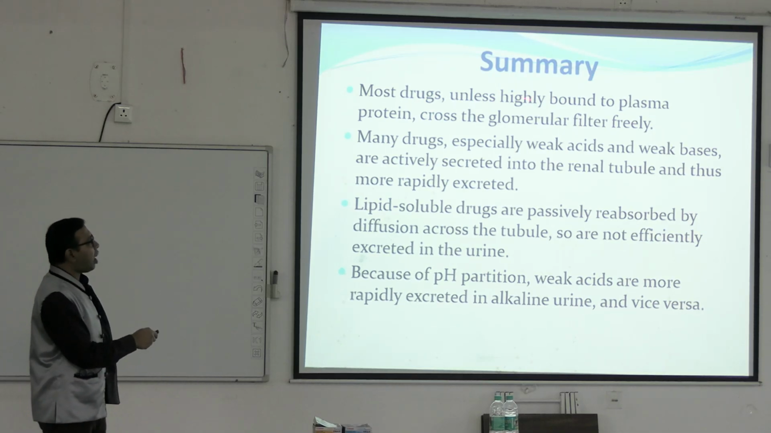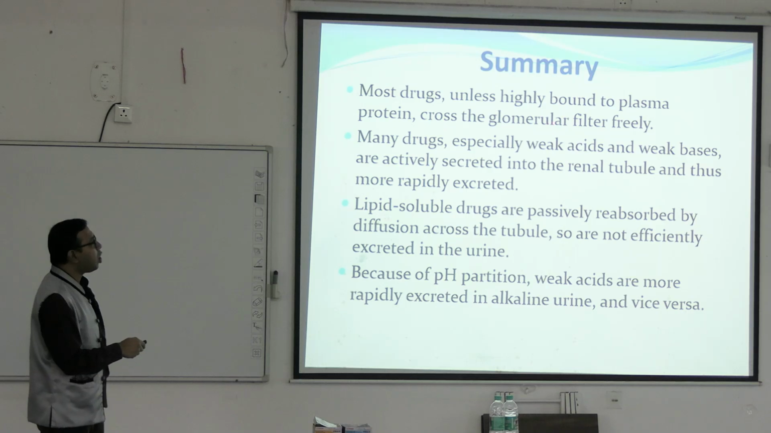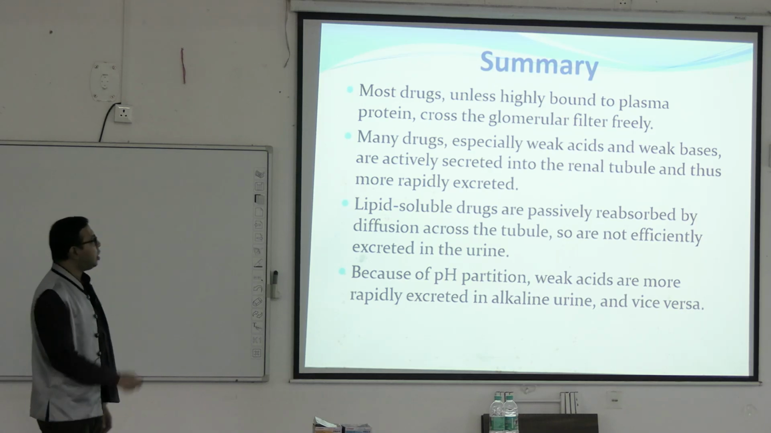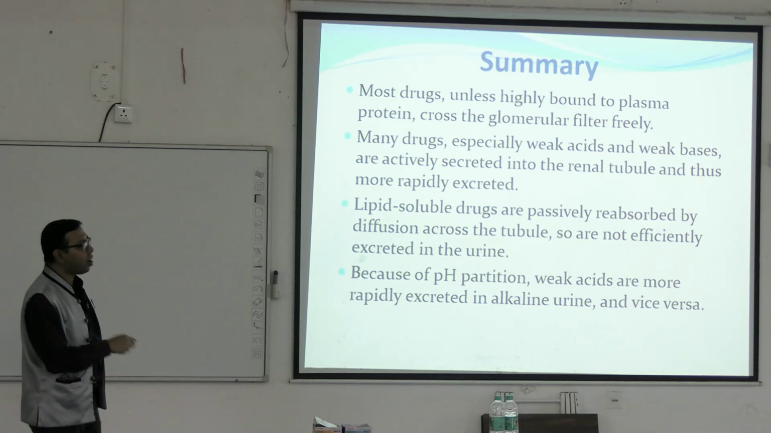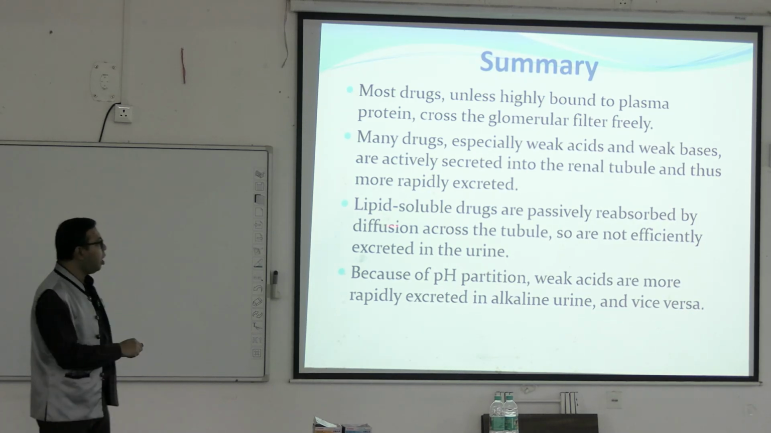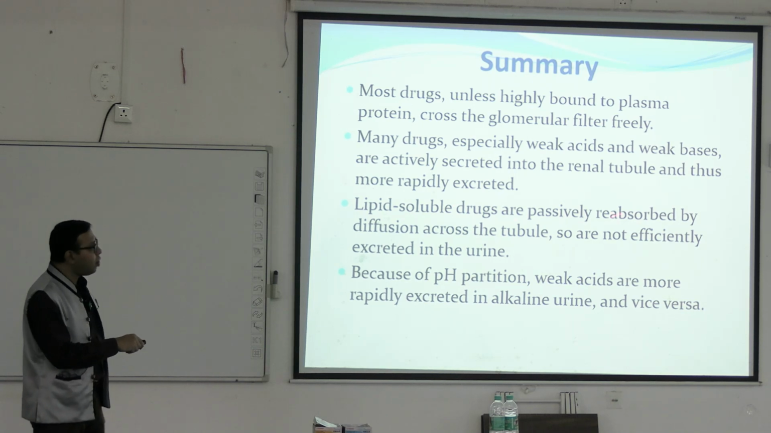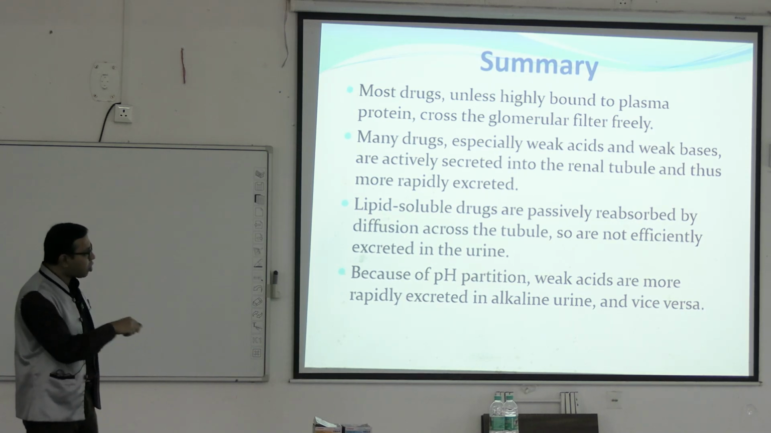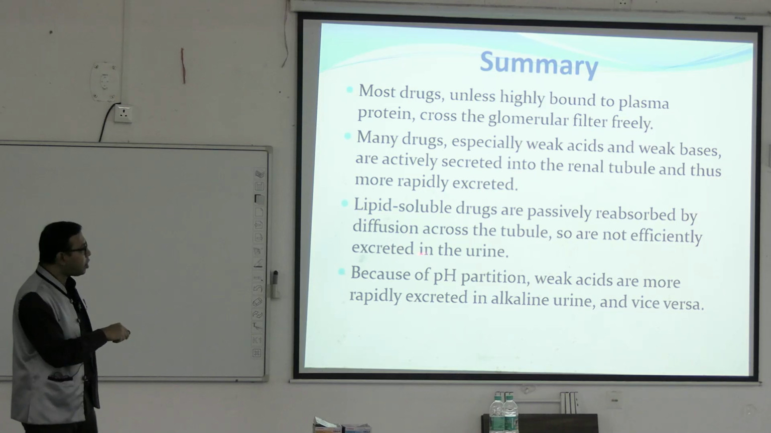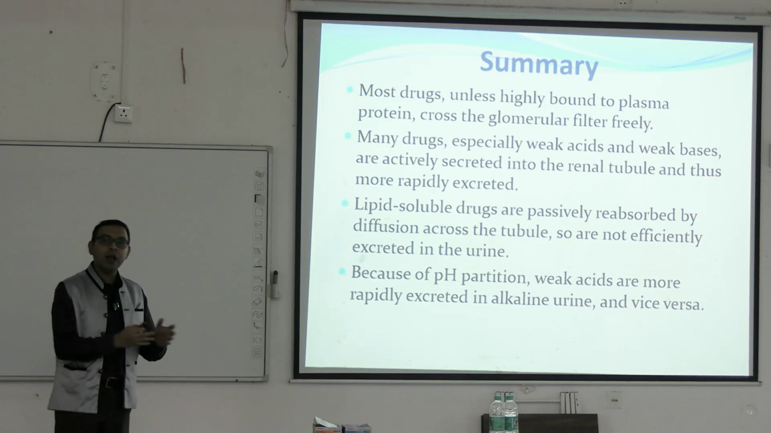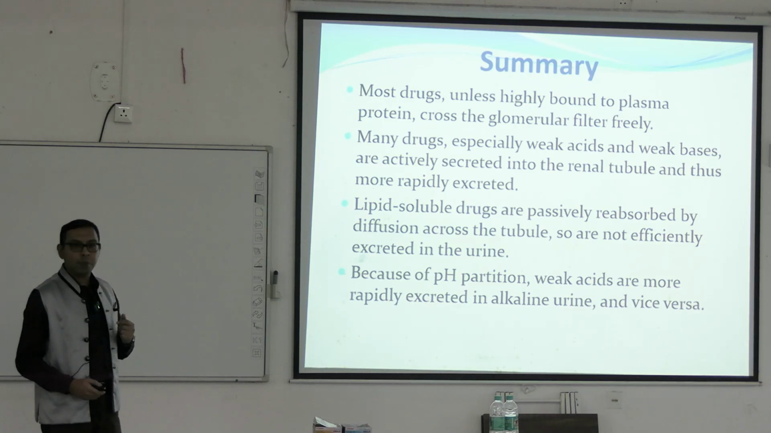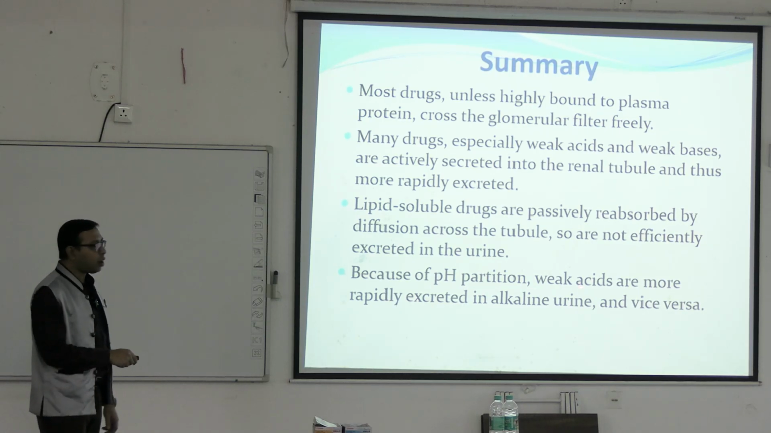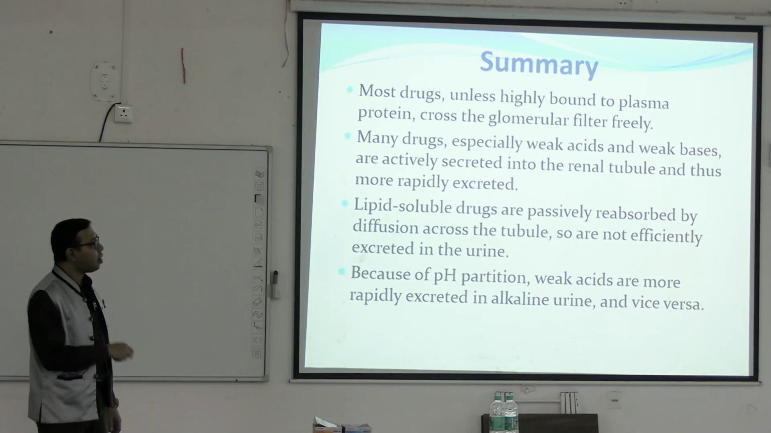Next, most drugs unless highly bound to plasma protein cross the glomerular filter freely. Many drugs, especially weak acids and weak bases, are actively secreted into the renal tubules and thus more rapidly excreted. Remember, lipid soluble drugs are passively reabsorbed by diffusion across the tubules, so they are not efficiently excreted in the urine because they are reabsorbed back, because they are lipid soluble, and our lipoprotein membranes are lipid soluble. Because of this pH partition, weak acids are more rapidly excreted in alkaline urine.